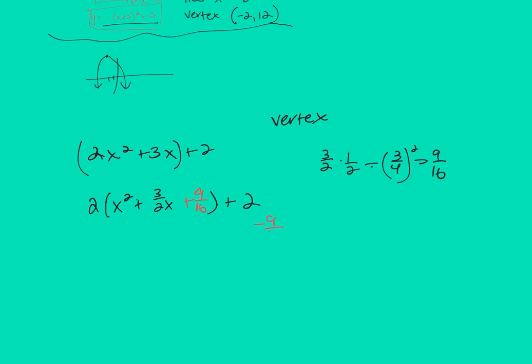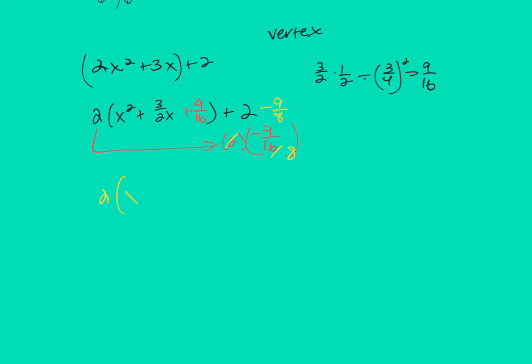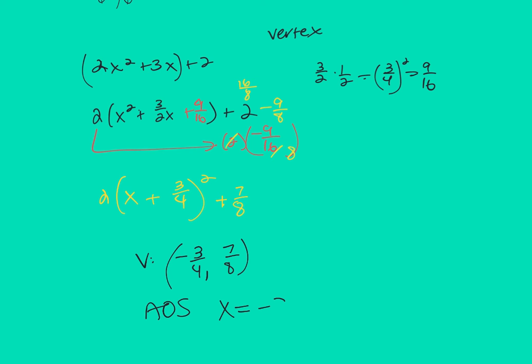We normally subtract it from here, but you got to multiply by 2 first. So this goes in 8 times. This is minus 9/8. So I'd get 2 factor by square rooting: take the sign from the middle, put it in the parentheses and square it. And then 2 would be 16 over 8 minus 9 over 8, which is 7/8, positive 7/8. So my vertex, negative 3/4, 7/8. Axis of symmetry, x equals negative 3/4.